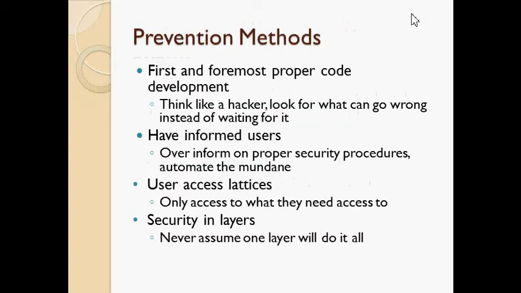What can we do to prevent this? First and foremost, we start at the top. We have proper code development. We think like a hacker, looking for what can go wrong instead of waiting for it. Make sure our users are informed of proper passwords and proper security measures, making sure they don't share out information. Have user access lattices, making sure they only have access to what they need. And also make sure we focus on security in layers, never assuming one layer is going to do it all.